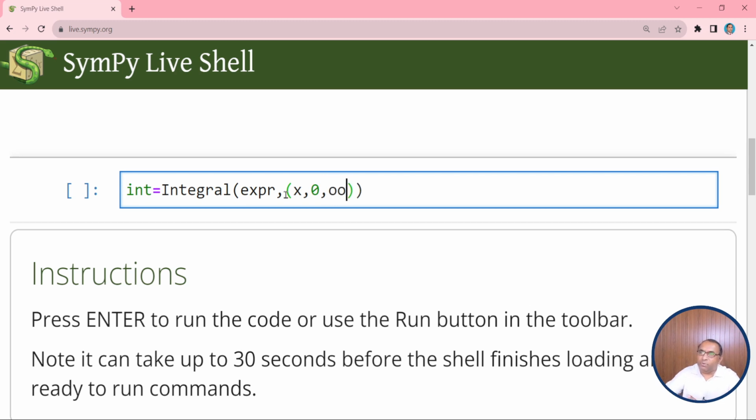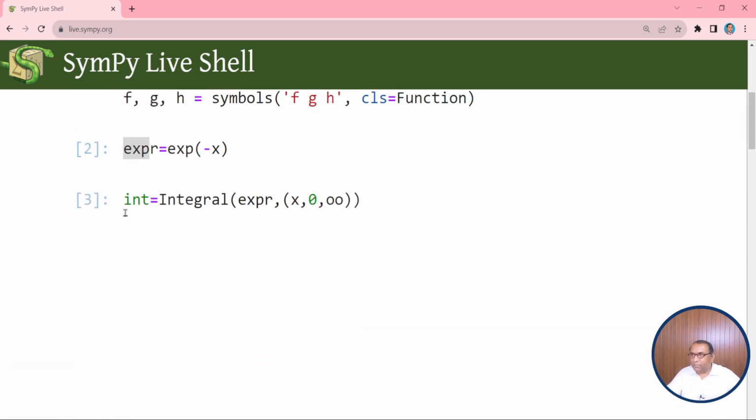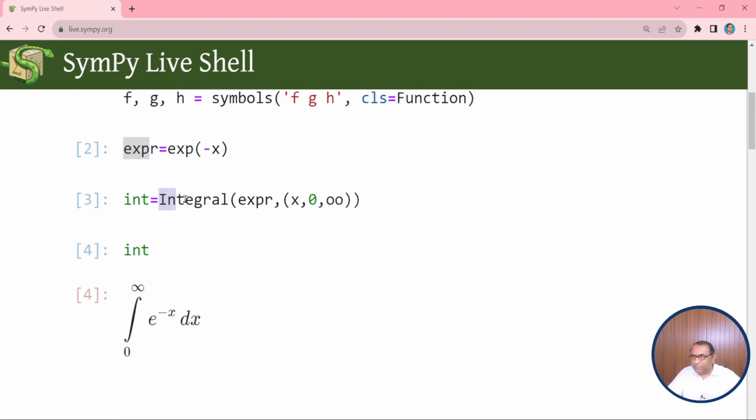For infinity, you will use two o's in lowercase. When you enter, this statement has been entered at its place, and you can see there is no error. If our statement is incorrect, then it will return some error. Now if you want to print this value, again use int. This is the information which we stored, and the assignment variable int we are using, and for printing we will again use int.